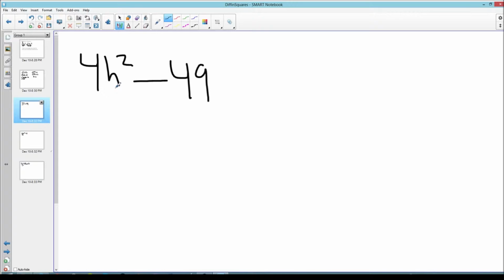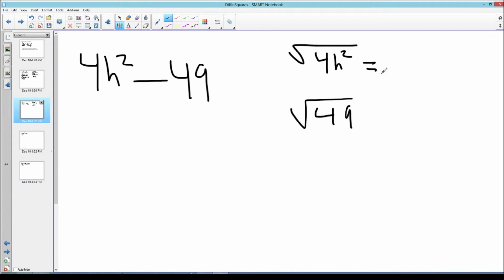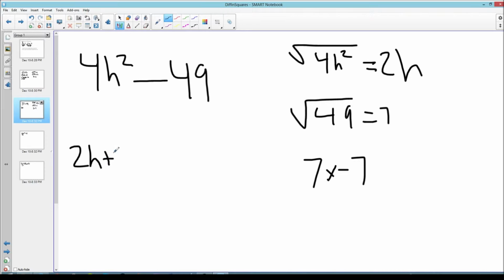Here we have 4h squared minus 49. So now we can square root 4h squared and we can square root 49, and we'd get 2h, and then here we would get 7. And here to get negative 49, it would have to be 7 times negative 7. So when you put that in brackets, it would look something like this: 2h plus 7 and then 2h minus 7.